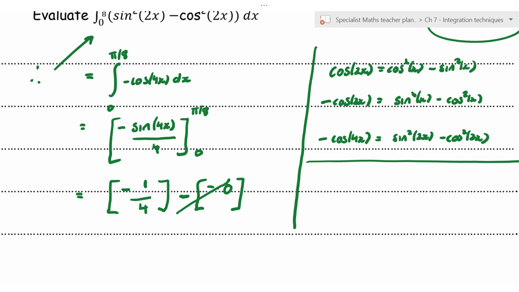Minus 1/4. Yes, you can get an integral and you can get a negative answer, but later on when we work out areas under curves, you don't get negative area, just so you know, all right? You don't get negative area. You have to use the positive sign when we get to that, and that's going to be in chapter 8, coming up very soon.